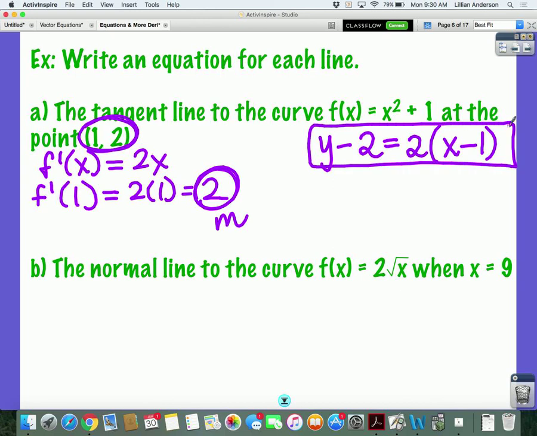Now, if you wanted to write it in slope-intercept form, you can always go from point slope to slope-intercept form easily just by distributing the 2 and then adding the 2 over. Simple as that. Okay? Let's look at the next one.